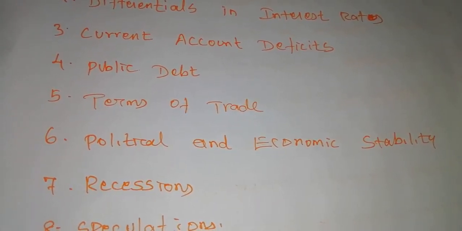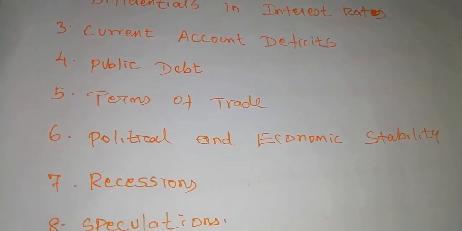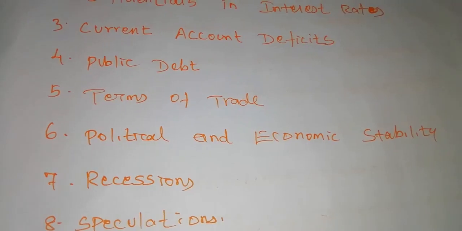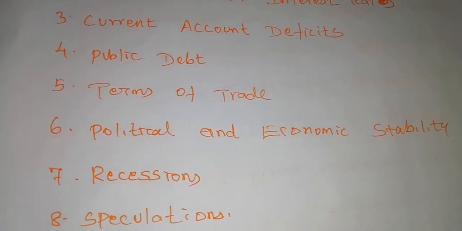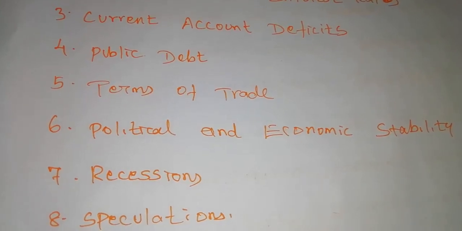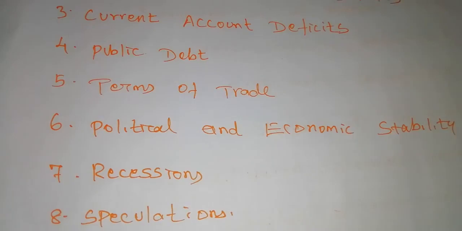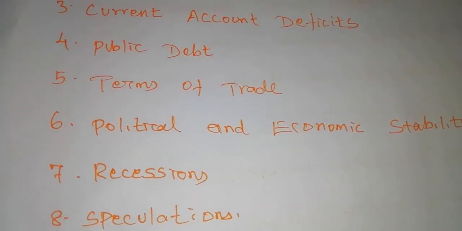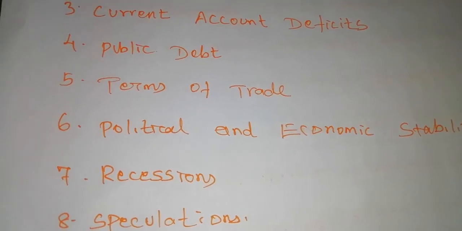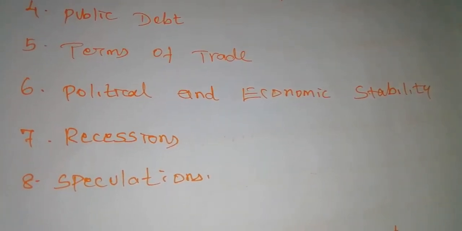So when we have a favorable balance of trade, our currency value may increase, because whenever we increase our exports, it means the demand for our commodities is higher in other nations. So we can fix a higher price for our commodities. Whenever other nations' people want to consume our commodities, automatically the value of our currency will increase.